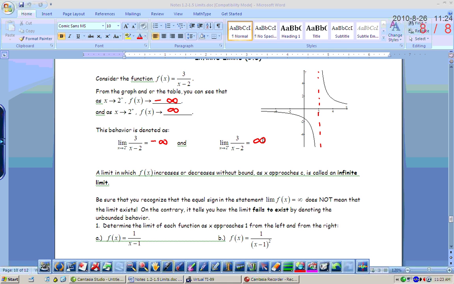All right, now, once again, be sure you recognize that the equal sign in the statement limit of f of x equals infinity does not mean that the limit exists. We're just being a little bit more specific about why it's failing to exist.